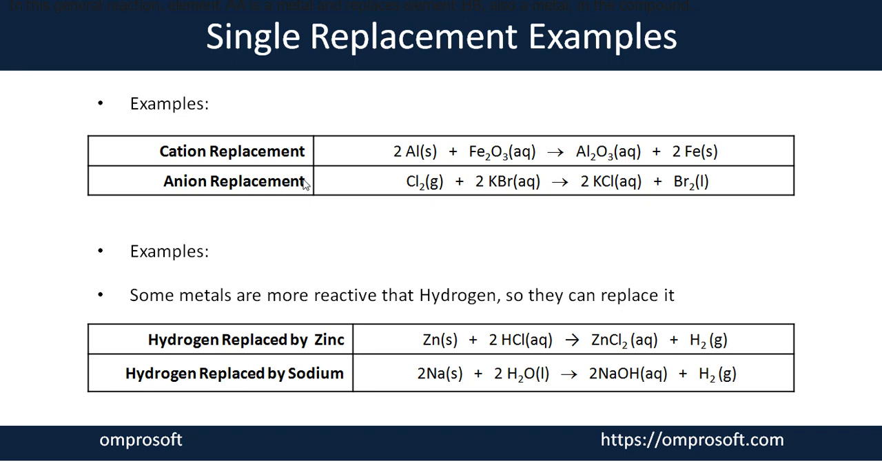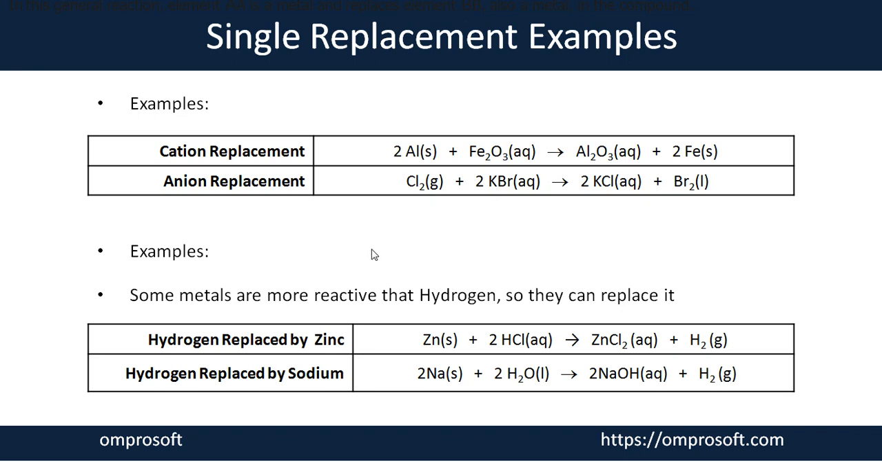So we can say that single replacement occurs in two forms, mainly cation replacement and anion replacement, because you can't mix up the charges. You can't replace a cation by an anion or an anion by a cation. So that's why I told you the single replacement reaction is mainly represented in two kinds, cation replacement and anion replacement, where metals can replace metals and non-metals can replace non-metals.